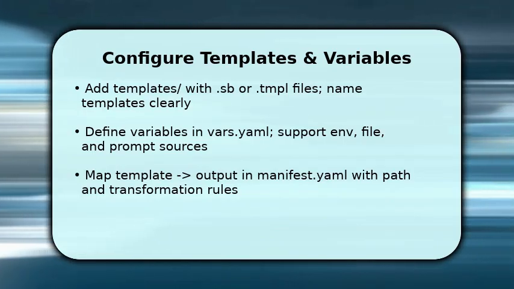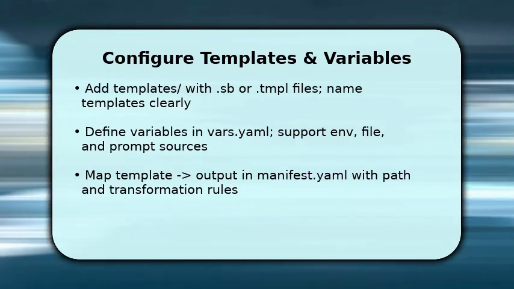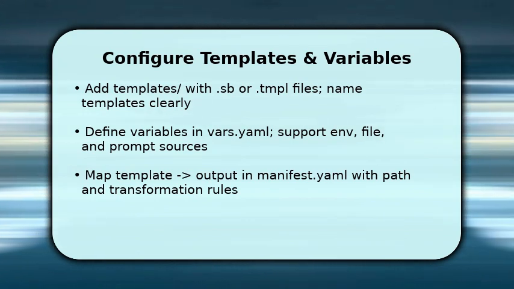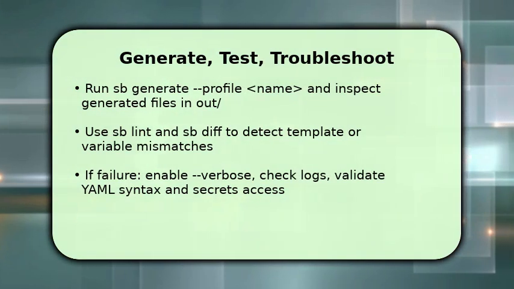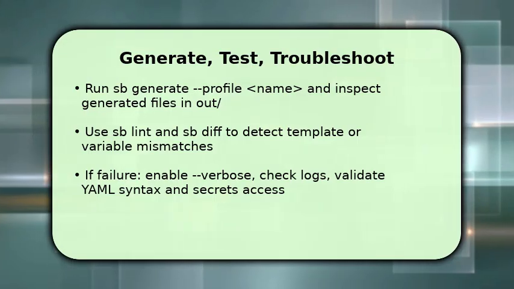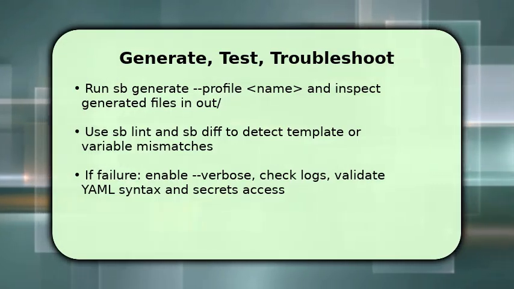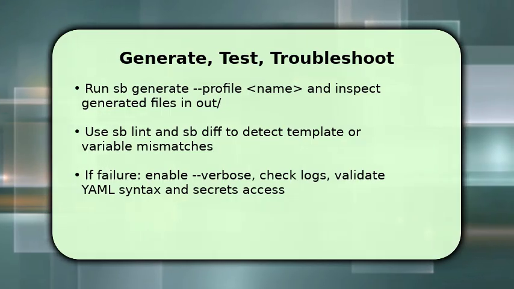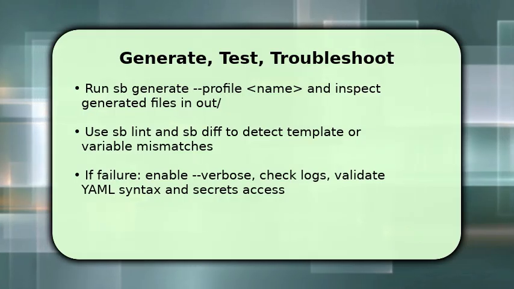While editing, test a single template render locally to validate variable interpolation and transformations before running a full generation pass. You finish by running SB generate with your chosen profile and reviewing the out/ folder for expected files. If things look good, run SBLint and SBDiff to catch subtler issues like missing variables or incorrect transformations.